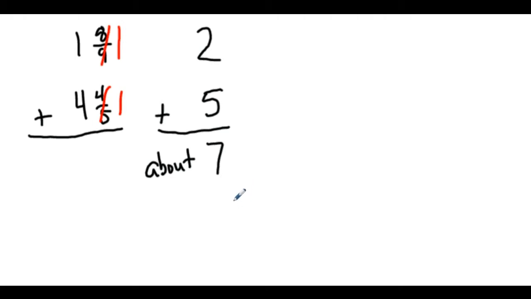Now let's try some with subtraction. I think you're ready. Now we have subtraction. 4/5 minus 3/8. If you recall with adding and subtracting fractions with like denominators, when the denominator is the same, it doesn't change. But when they're unlike, you can see that 5 is less than 8.